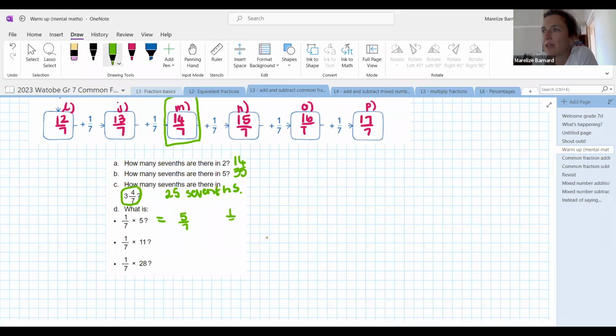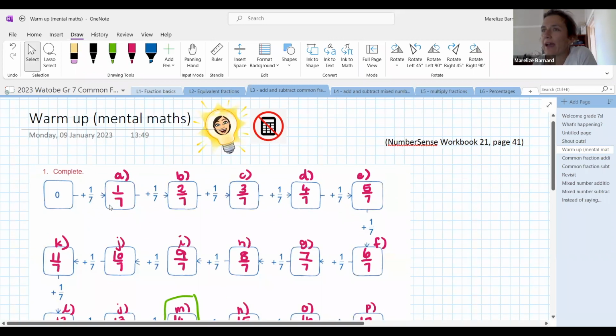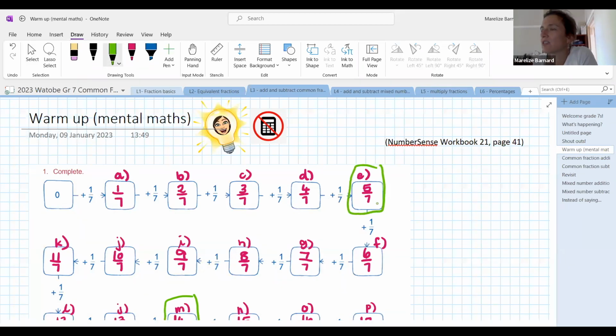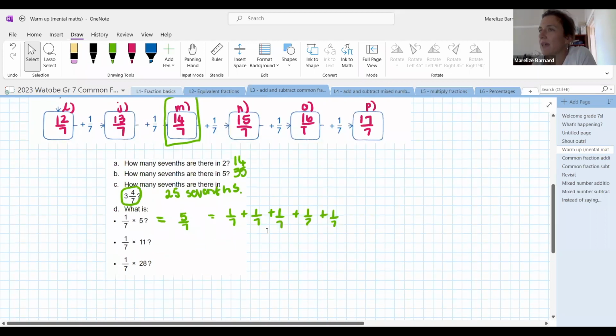That's the same as saying, if you look at your chain, 1 seventh plus another seventh plus another seventh plus another seventh. Because remember, multiplication is just repeated addition. So if you look at your chain and you see, okay, I added 5 sevenths together and I get up to this point, oh, that actually gives me 5 sevenths, because multiplication and repeated addition is the same thing.